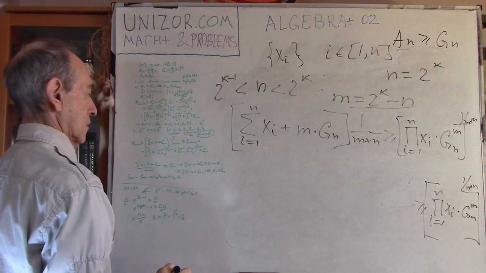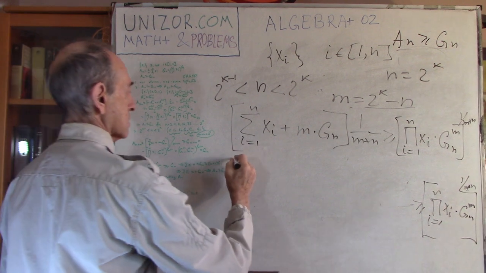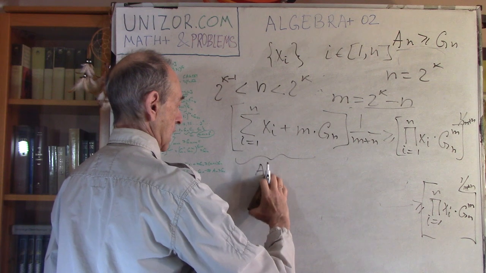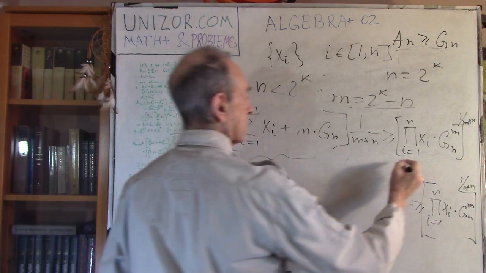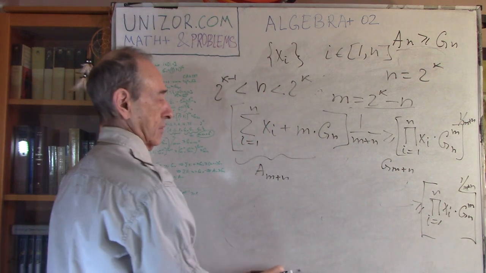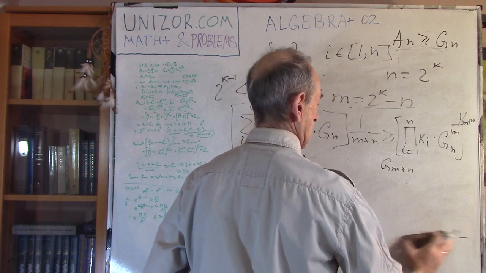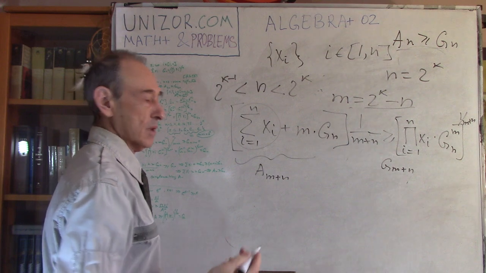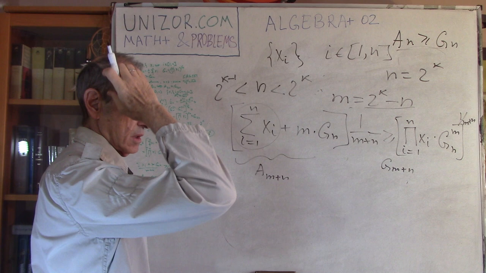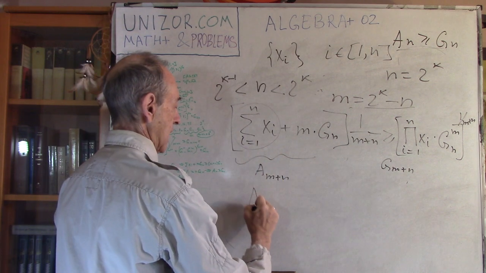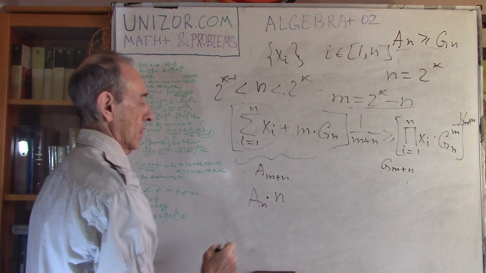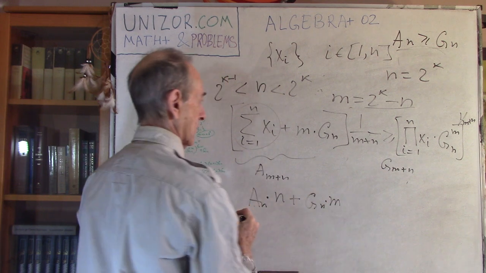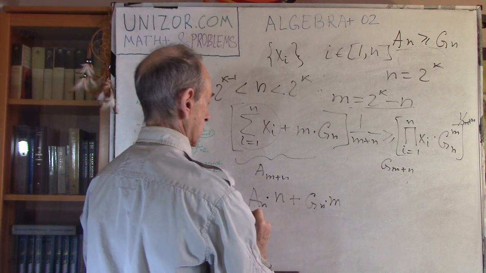Okay. That's good. So this is an, and this is g, m plus n. Now, let me just simplify it. What is this sum? Well, the sum is basically the average times the number of elements. So it's an times n, that's this one, plus gn times m. So that's my left part, right? Divided by m plus n.